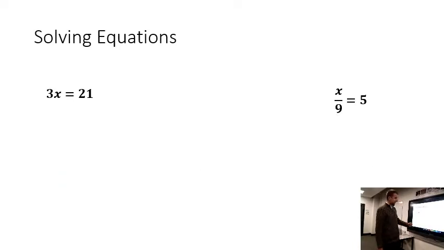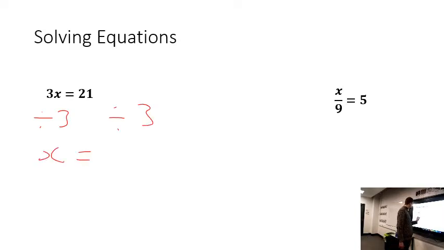So here we want to get x on its own. So we use the inverse operation. So the opposite to multiplying by 3 is divided by 3. So we're left with x is equal to 7.